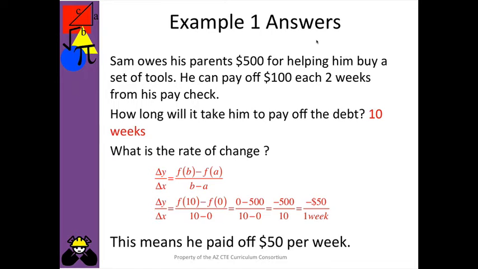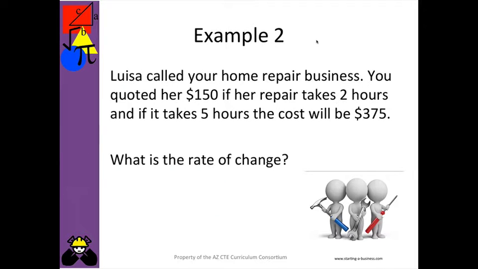So here is what we did where I actually typed it in. It will take him 10 weeks to pay off, and his rate of change is negative 50 per week. That means he paid off $50 per week, just what we got on our slate. Here's example 2. Please fill in the missing values again on your note taker.